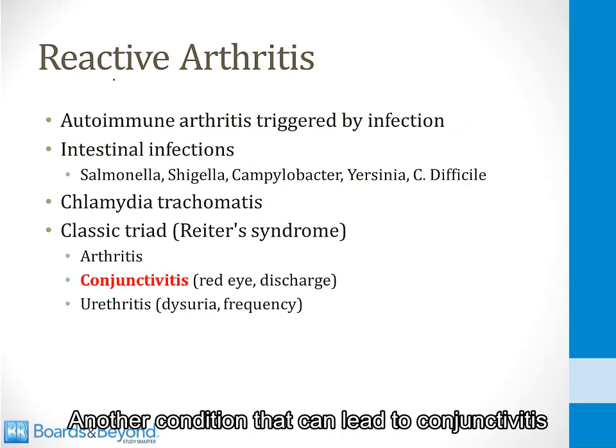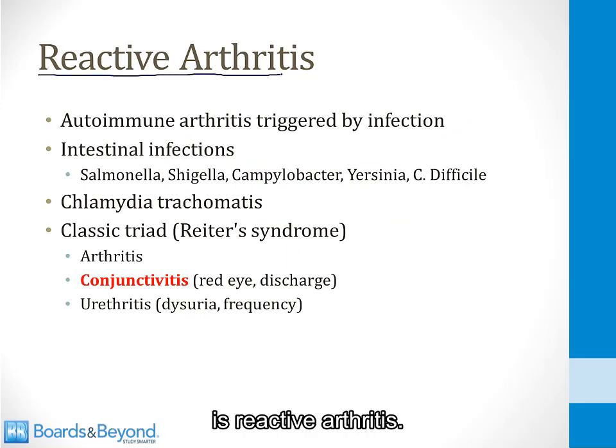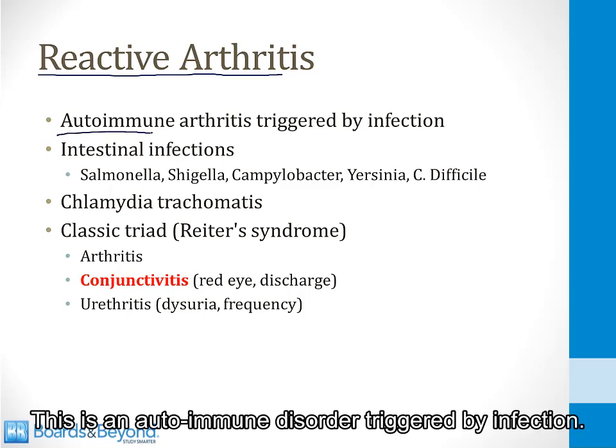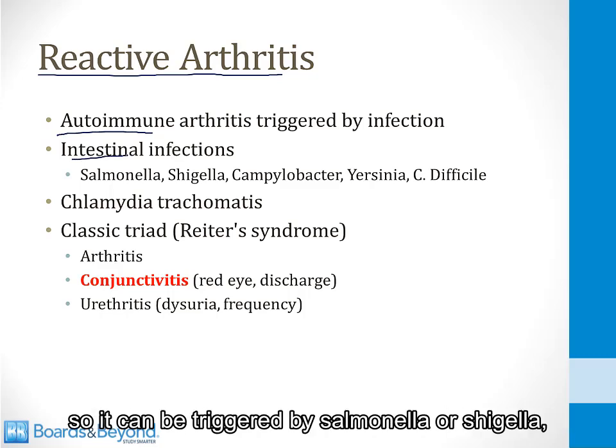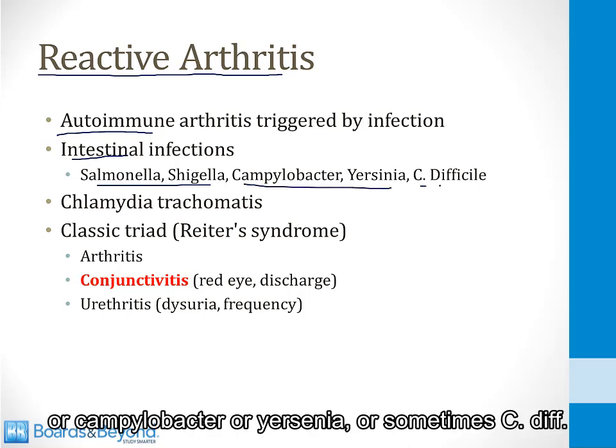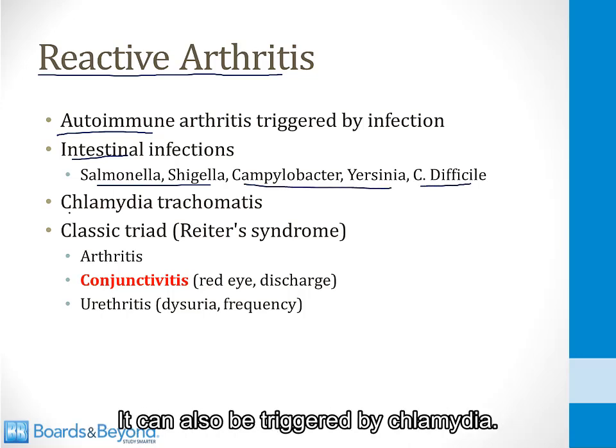Another condition that can lead to conjunctivitis is reactive arthritis. This is an autoimmune disorder triggered by infection. It's classically triggered by some type of GI infection. So it can be triggered by Salmonella or Shigella or Campylobacter or Yersinia or sometimes C. diff. It can also be triggered by chlamydia.